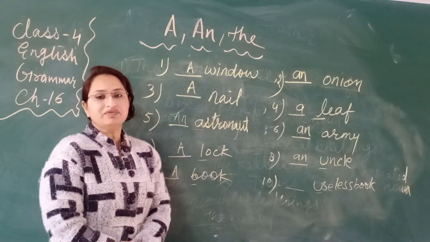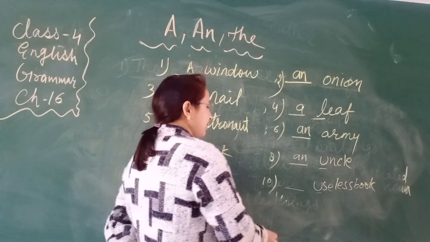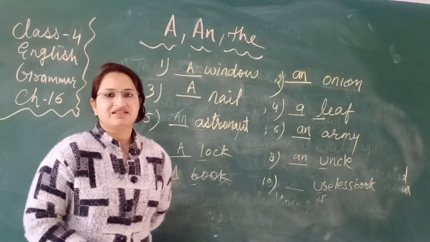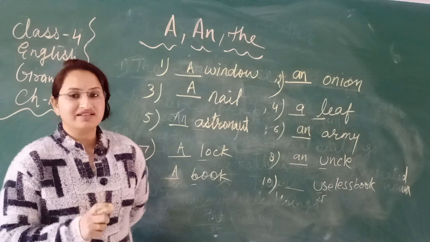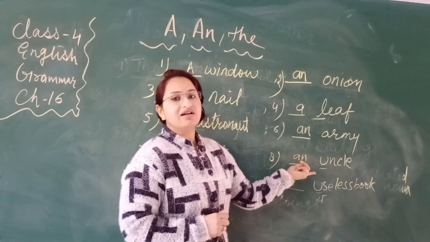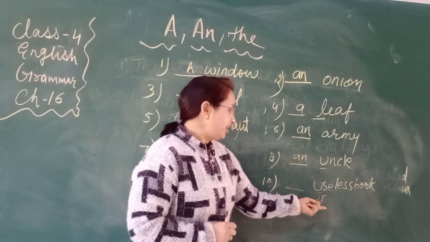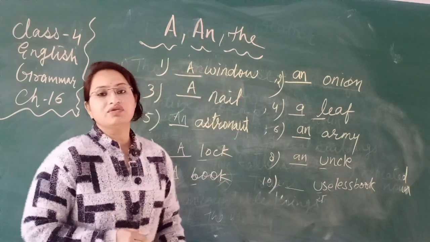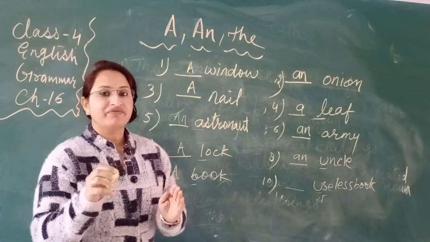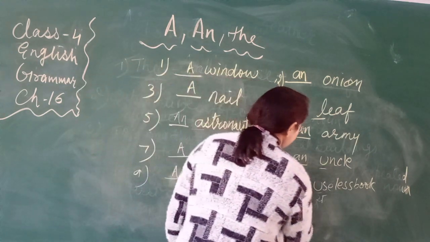Why can't we use it? Tell me. Because the sound which is coming is of a consonant. Useless. Where we use article an, which sound is coming? Uncle. The A sound is coming. That's why we are using article an here. But here the sound is coming, useless, and it is made up of Y. And Y is a consonant. That's why we are using article a here.